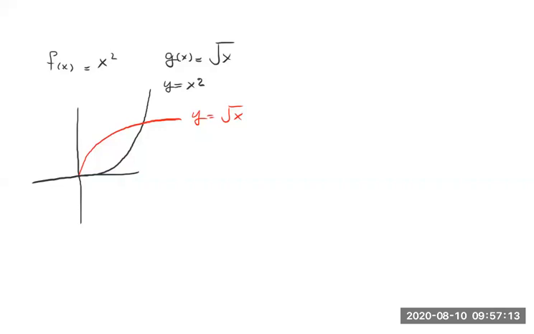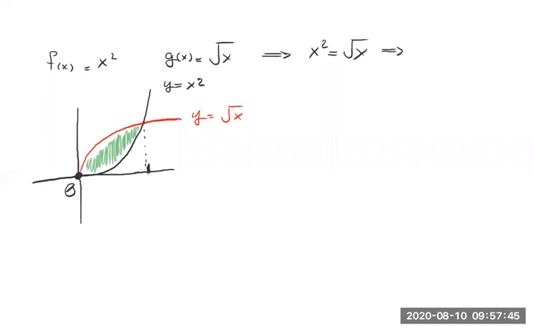Okay, they intersect at 2 points. So what are the intersection points? Intersection means they're equal. It means x squared is equal to square root of x, right? One intersection point is here. It's obviously 0. There is another intersection point here. First, I should find out what the other intersection point is, and then I want to compute the area of this green region. Okay, so what is the other intersection point?